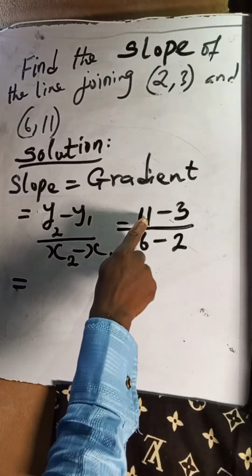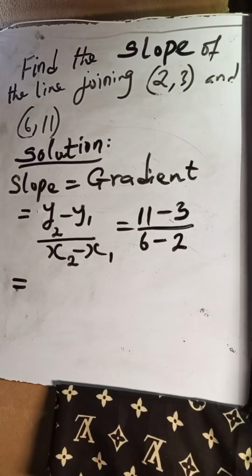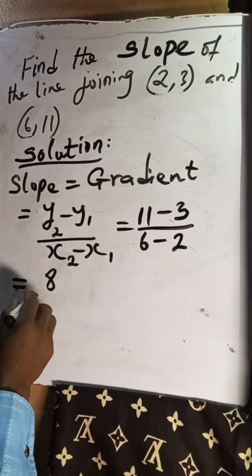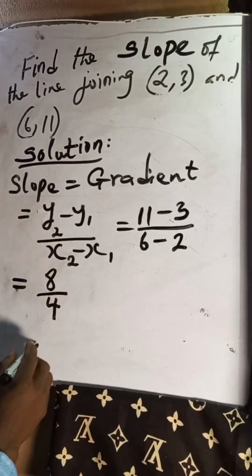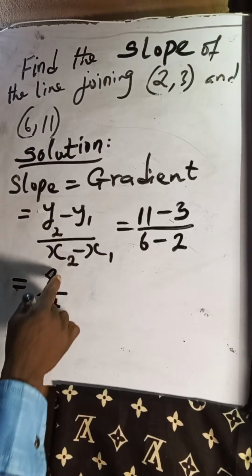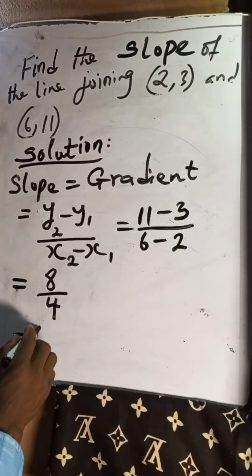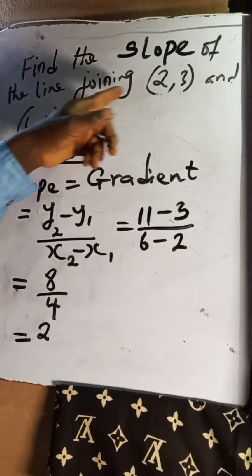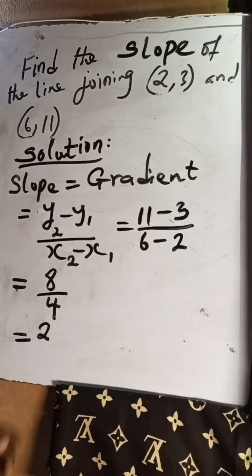So what is it going to be? We are going to end up having 11 minus 3 is 8, and 6 minus 2 is 4. So that implies that 8 divided by 4 is 2. That's our slope. So the slope or gradient of the line joining these 2 points is 2. I hope it is well cleared. So we have been able to do coordinate geometry.